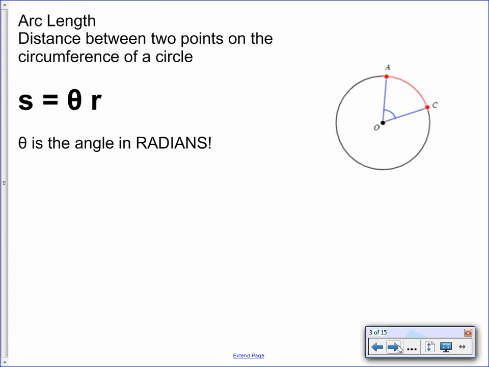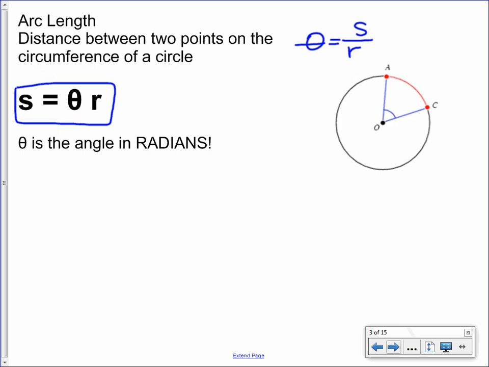Arc length. This is something that you talked about last year. Okay? Arc length is just the distance between 2 points on the circumference of a circle. Now, we talked about to find a radian measure, we take the arc length and divide it by its radius. That's how we got our 2 pi radians for our entire circle, our pi radians for half a circle. Okay? So if we just rearrange this equation here, our arc length is just theta times r. Okay? Theta has to be in radians. If your angle is not in radians, you have to convert it.